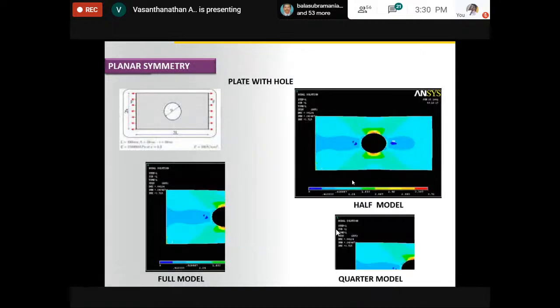This is what I explained just now, this concept only. You have a plate with a hole. The full model is not essential for modeling. I just take half of the model. You see the magnitude of the result, the same result will be applicable here. Still, I make a simplification. I just model a quarter of the model. Then also the same result is coming. Then why is it required to model the entire structure? That's the advantage of planar symmetry.